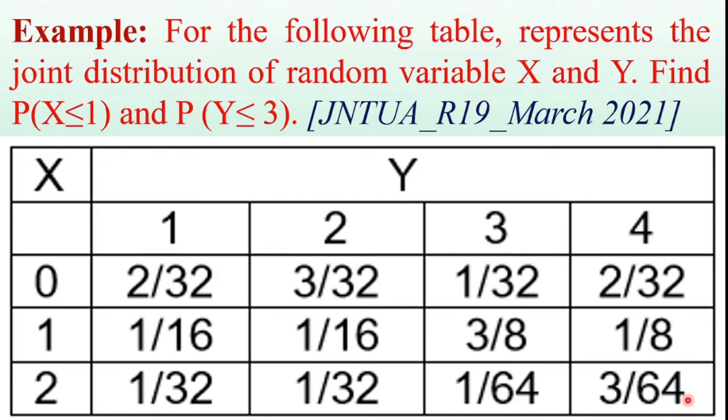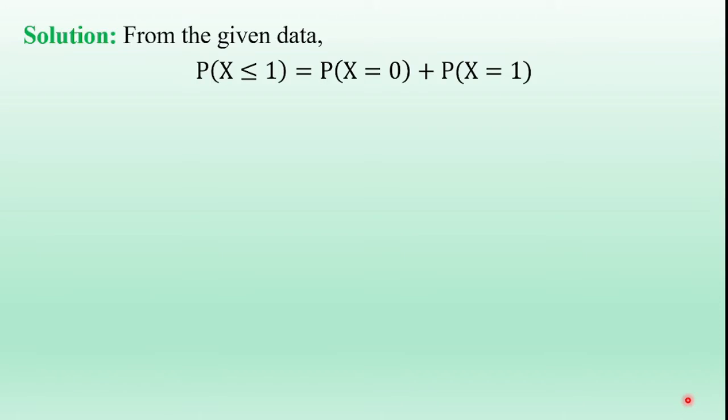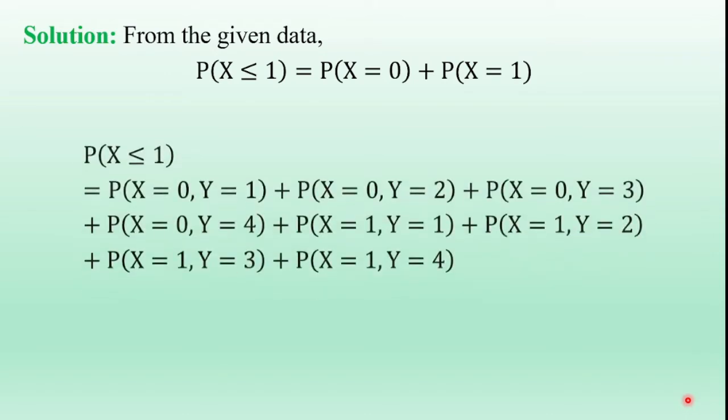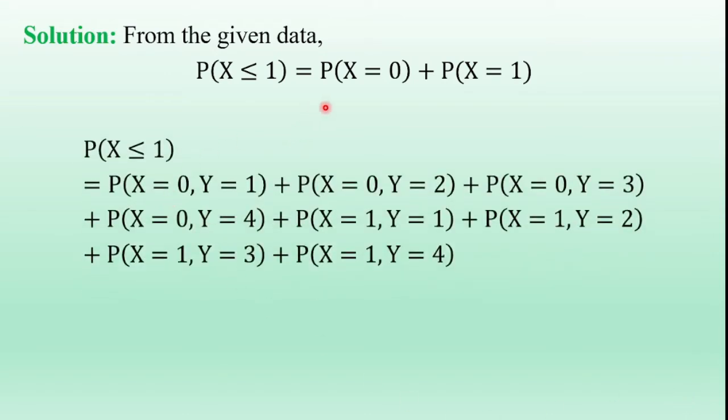First, calculate probability of x less than or equal to 1. Probability of x less than or equal to 1 means probability of x is equal to 0 plus probability of x is equal to 1. First, probability of x is equal to 0. The range of x is 0 to 2 and the range of y is 1 to 4. So P of x is equal to 0 is P of x is equal to 0, y is equal to 1, plus P of x is equal to 0, y is equal to 2, plus P of x is equal to 0, y is equal to 3, plus P of x is equal to 0, y is equal to 4.